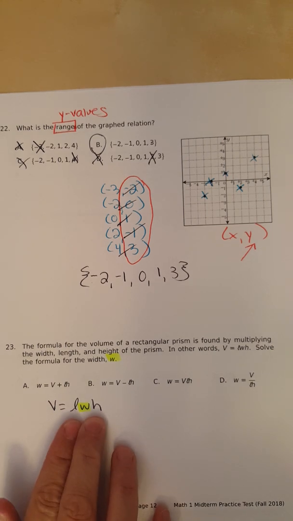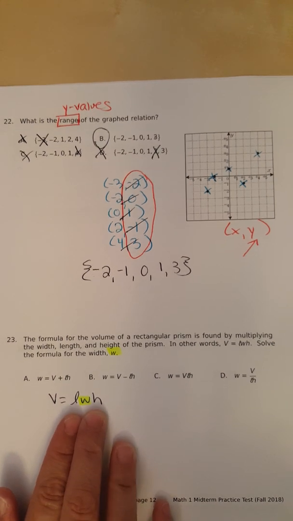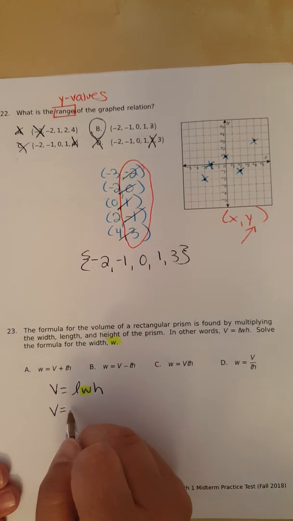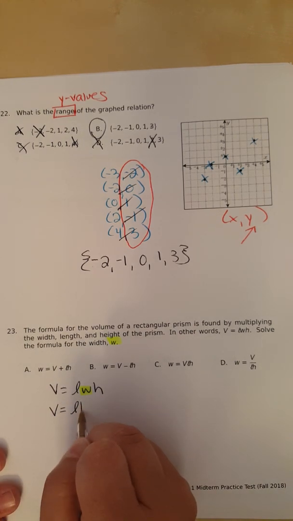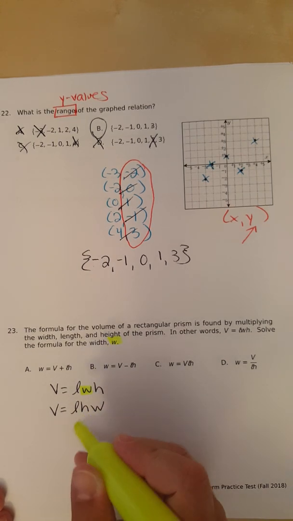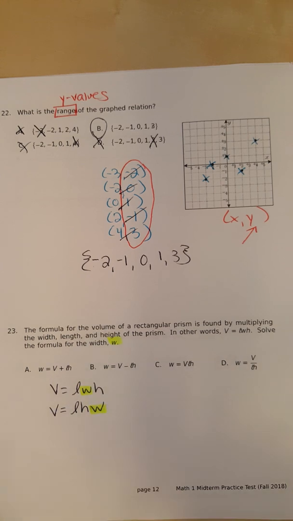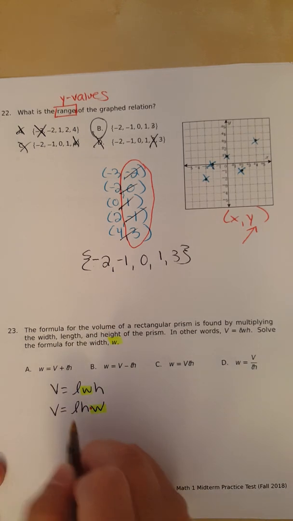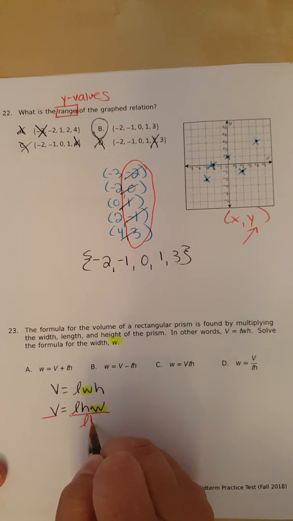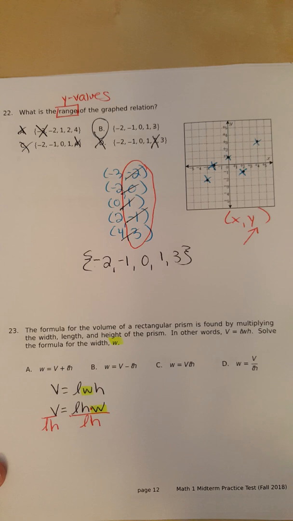Now, on this side, L, W, and H are all being multiplied together. The commutative property of multiplication tells us we can change the order of multiplication. So I can write this as LHW if I want, which makes the W look a little bit separate. So if you look at it, this L and H are being multiplied by W. Well, the opposite of multiplying is dividing. So I'm going to divide both sides by LH because that's the opposite of multiplying.